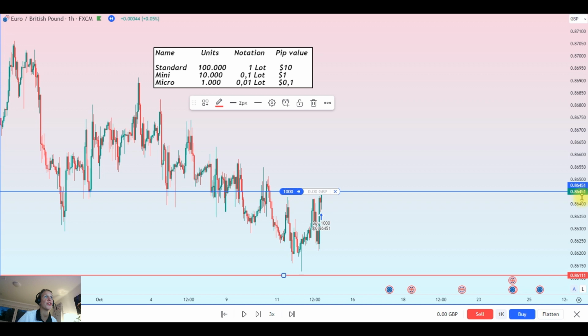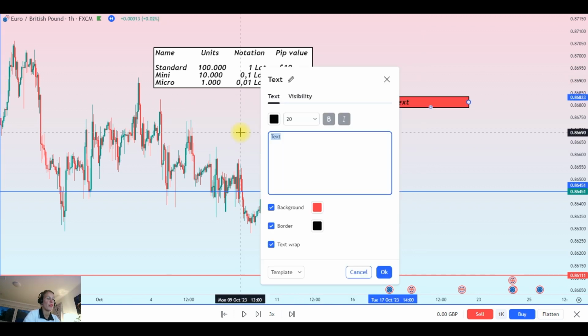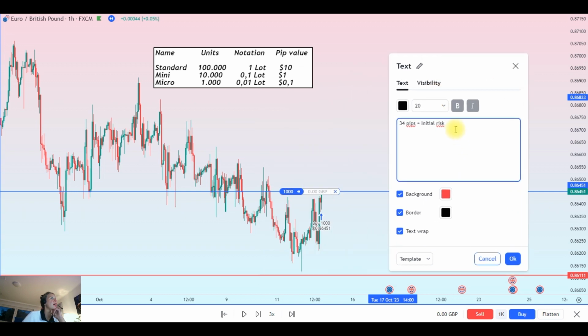From 11 to 45 means for us, 45 minus 11, which means 34 pips. So let's see, 34 pips are our initial risk.